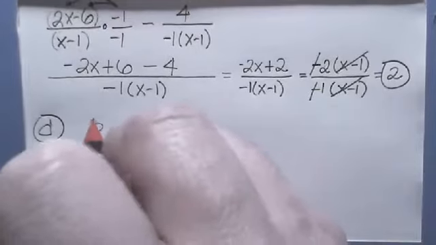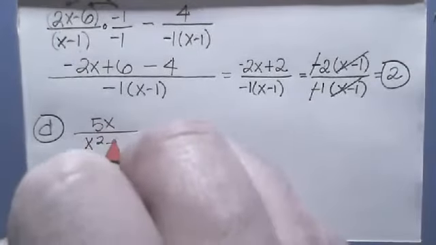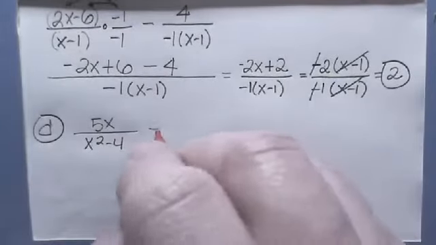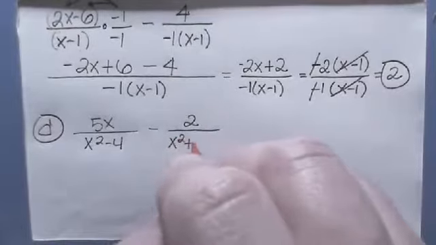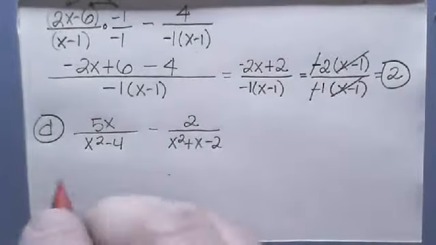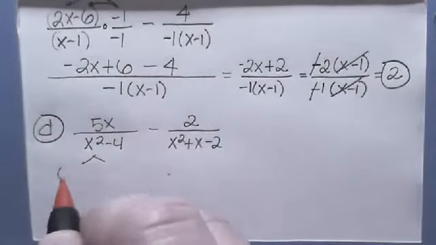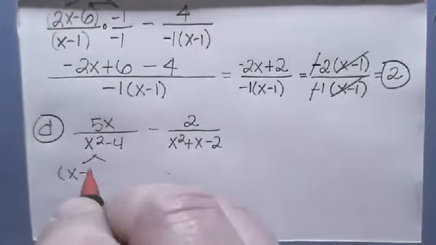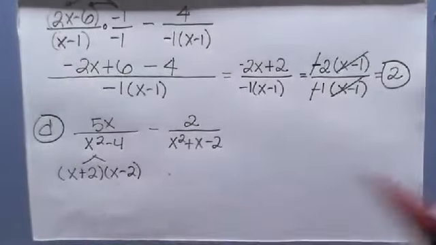Letter D will be 5x over x squared minus 4 minus 2 over x squared plus x minus 2. First order of business is to factor the denominator. Can I factor this? And this should ring a bell. This is a special factor. X plus 2, x minus 2.